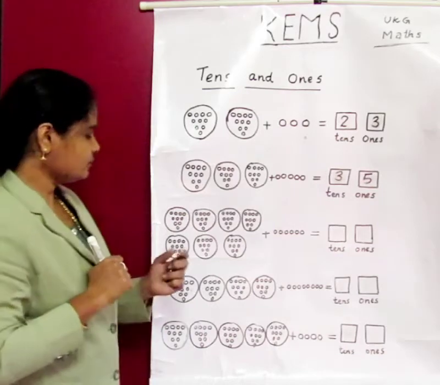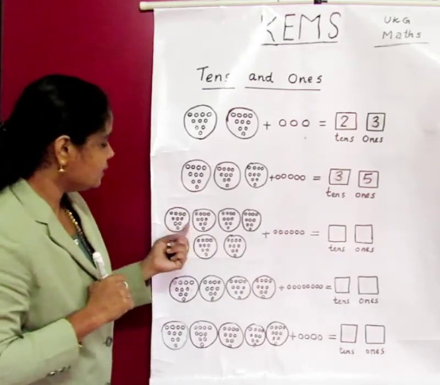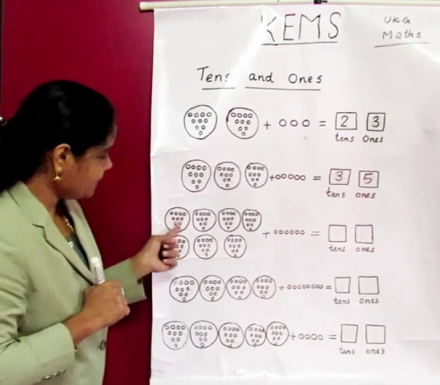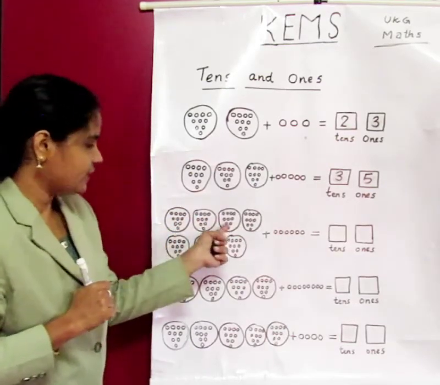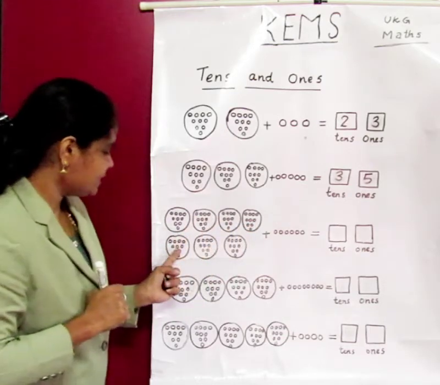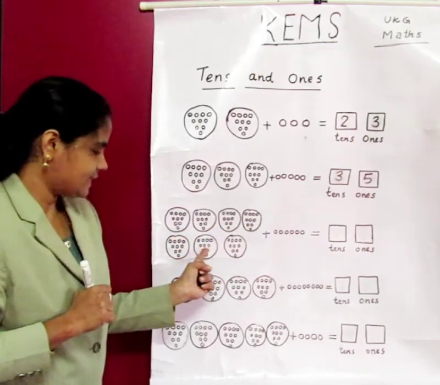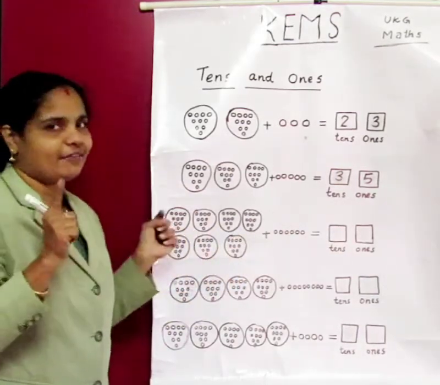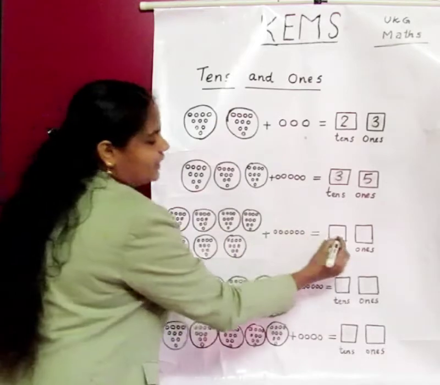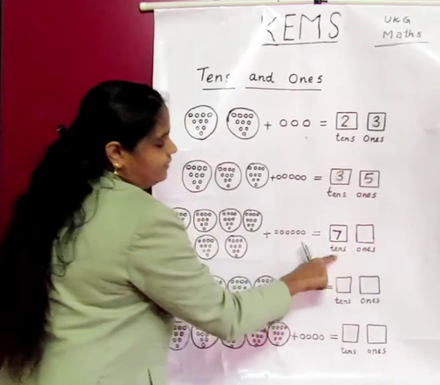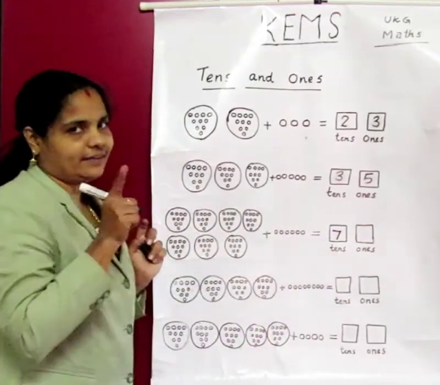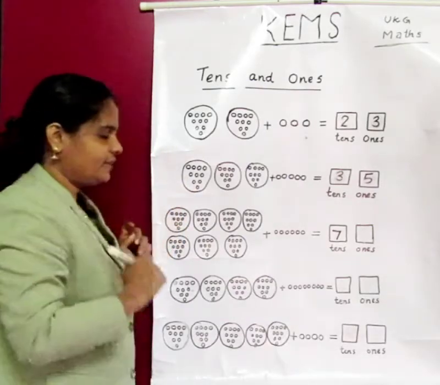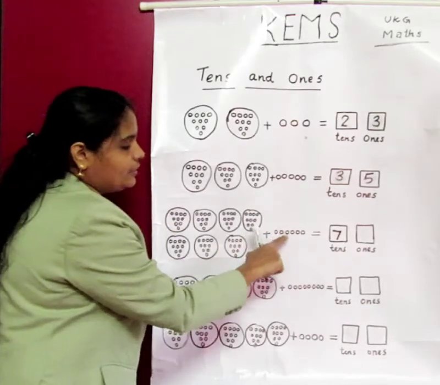Clear? Then, another example. How many group of tens? 1 ten, 2 tens, 3 tens, 4 tens, 5 tens, 6 tens, 7 tens. So, here 7 tens, 7 group of tens. Children, 7 tens are 70. Then, here how many ones?